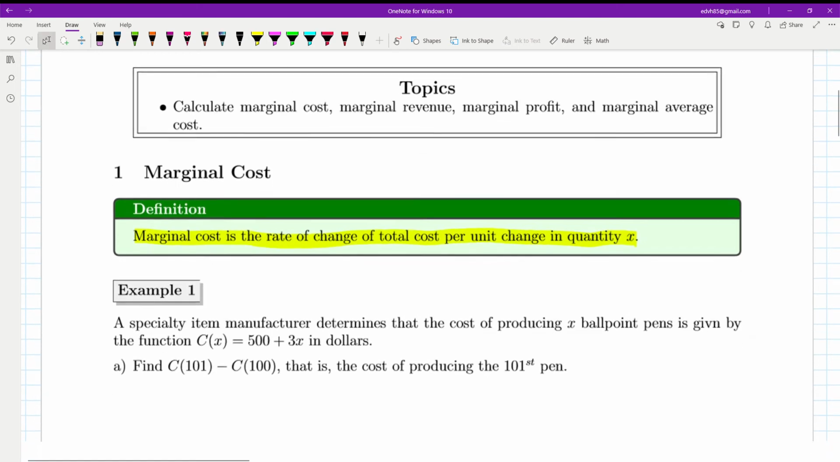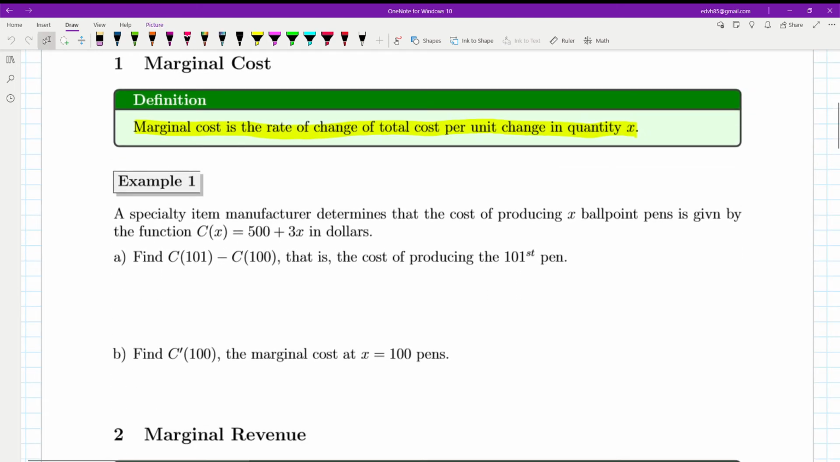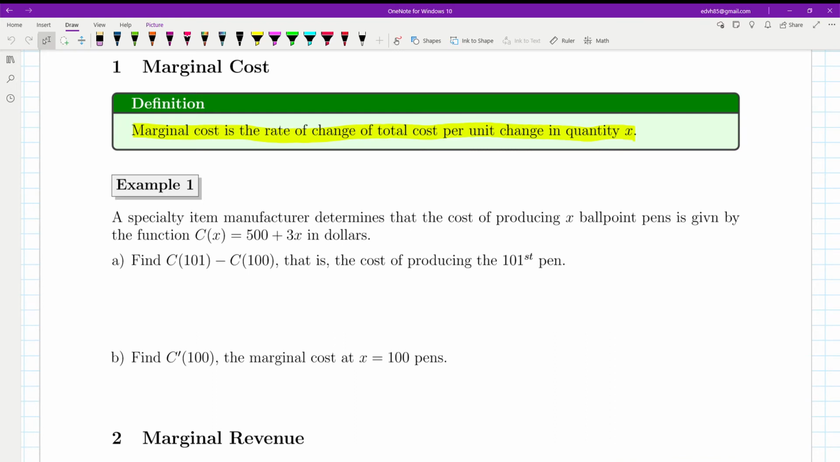To illustrate this concept, we're going to look at a short example in which we have a specialty item manufacturer that determines that the cost of producing x ballpoint pens is given by the cost function C of x equals 500 plus 3x, in dollars. So in this case, the cost is in dollars. Find C of 101 minus C of 100. That is the cost of producing the 101st pen. Not yet, no calculus involved yet.